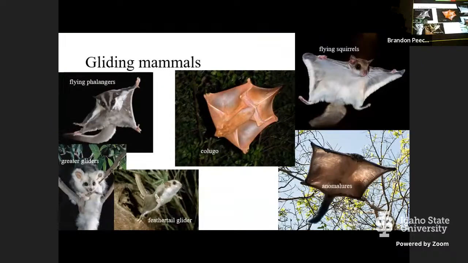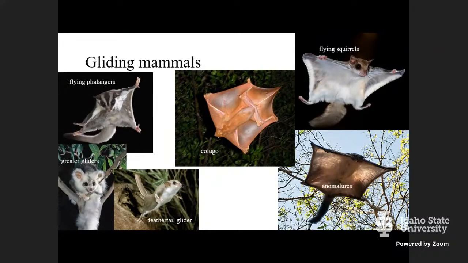All right, what about mammals? Feather-tailed gliders, greater gliders, and flying phalangers: three completely independent evolutions of gliding amongst marsupials.